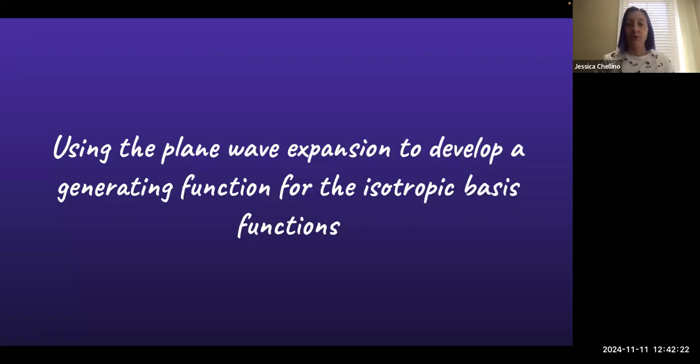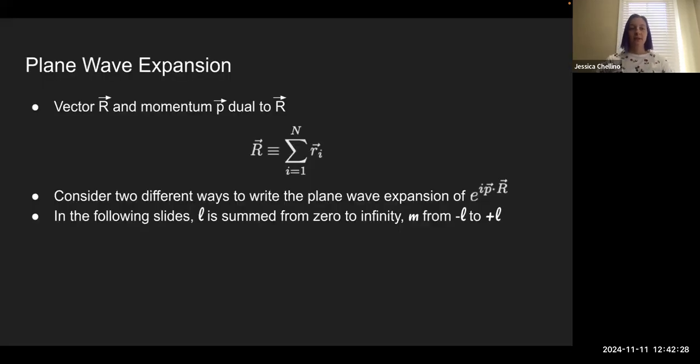So now let's go through how we actually found the generating function for the isotropic basis functions. Let's suppose that we have some vector capital R, which is composed of vectors little r. And let's also say that there's a momentum p dual to r. And p doesn't really have to be a momentum, it could be some other dummy variable. Now, if we have the quantity e to the i p dot r, we can use the plane wave expansion to write that out. But what we're going to do is the plane wave expansion two different ways and set the expressions equal to each other. So I'm going to go through that on the following slides. And where we have a sum over the angular momentum L, the sum will range from 0 to infinity. And where we sum over the corresponding projective quantum number m, the sum will be from minus L to plus L.